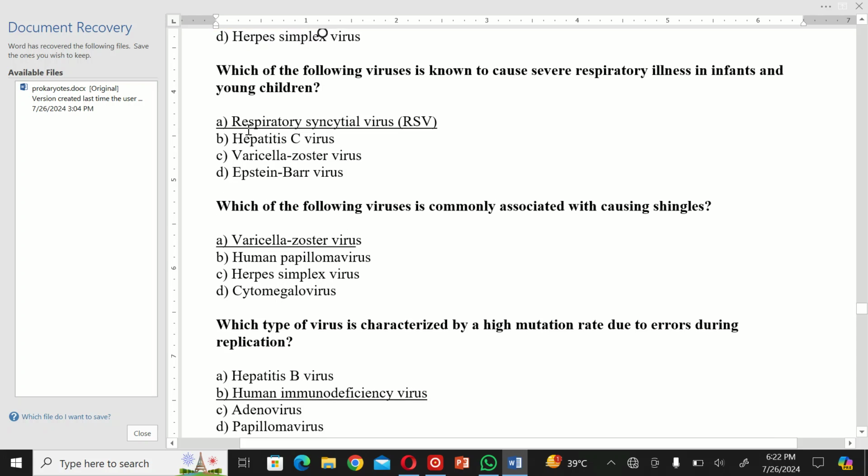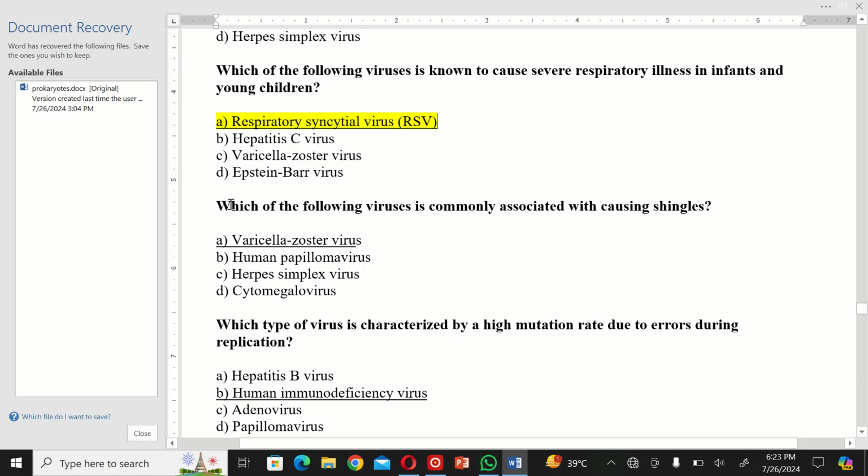The next MCQ is: which of the following viruses is known to cause severe respiratory illness in infants and young children? A. Respiratory syncytial virus. B. Hepatitis C virus. C. Varicella zoster virus. And D. Epstein-Barr virus. So the correct option is A.